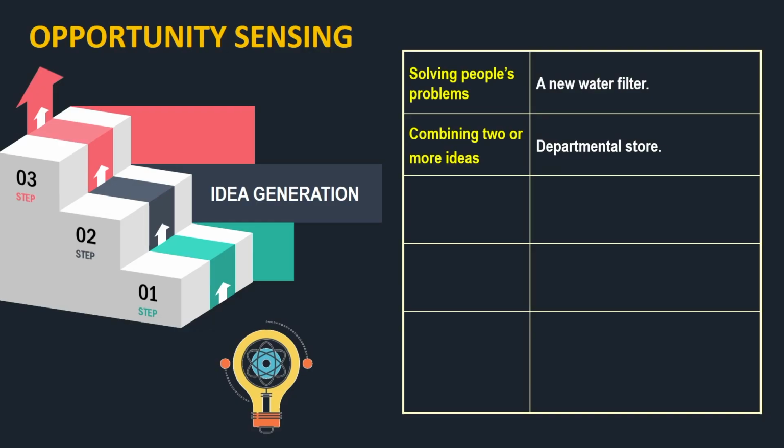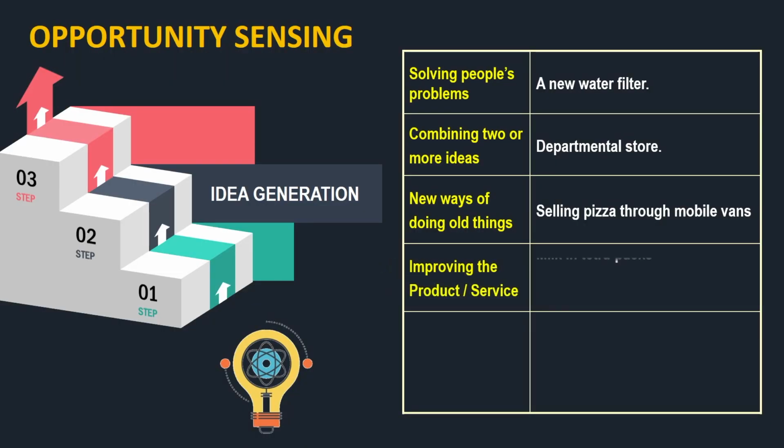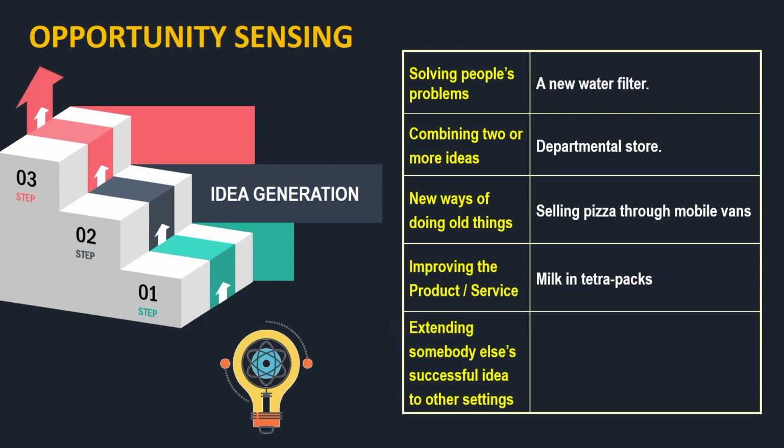Then next is a new way of doing old things, like instead of selling pizza in a bakery shop, the sale through mobile vans at different locations gives a new idea for an old project. So, the same thing, instead of selling in the shop, now you can get it right at your doorsteps. Next is improving the product or the service. So, milk which was usually supplied in bottles long time back, when packed in sachets or tetra packs, was seen as a new idea.